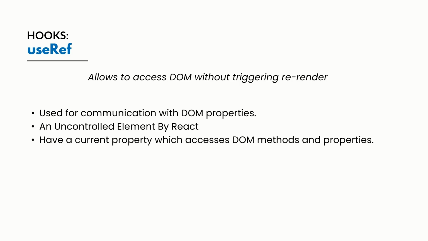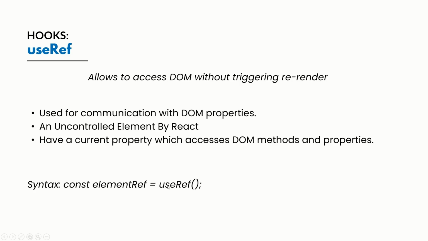And we have a current property which accesses the DOM methods and properties. Once we define the useRef hook, we get the current property which will grab all of the DOM methods and properties of that element. And here we have the syntax: const elementRef. That could be any element, the form as well, an h1, h2, button, or anything that we have in HTML, and we just define that element with the useRef hook. That's it. So now we have learned about useRef theoretically.